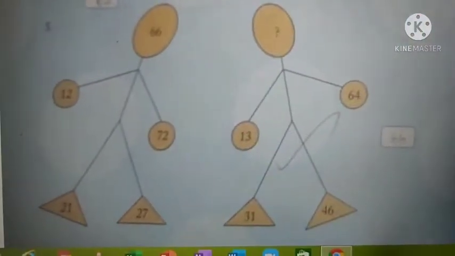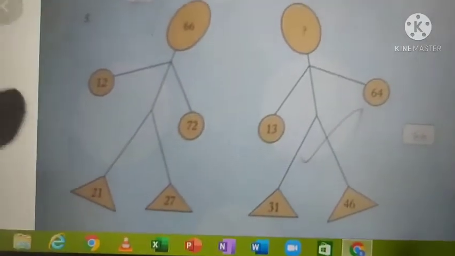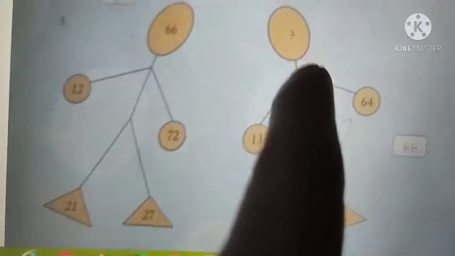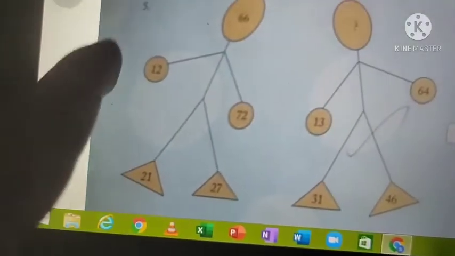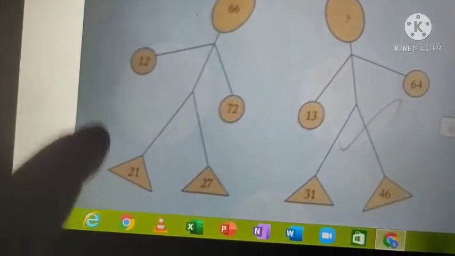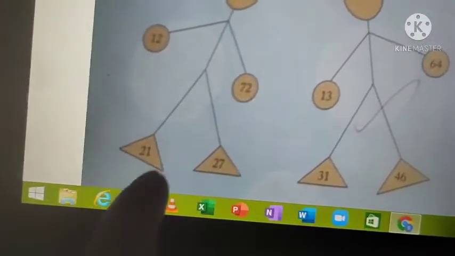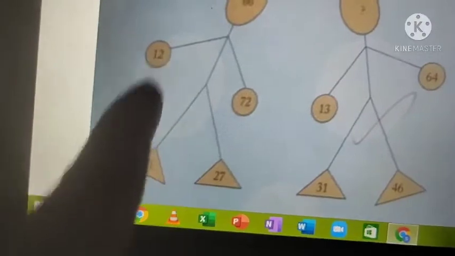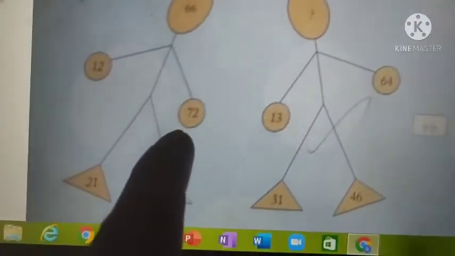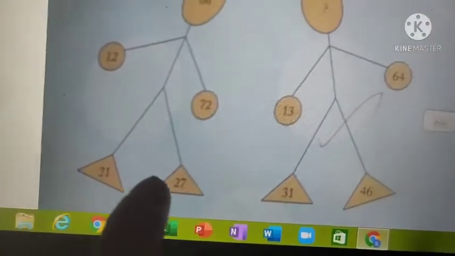This is a small trick, students. This fifth question: head value on both sides is the same, so our answer will be 66. I will say why. See, only the hand and leg values have changed. How have they changed? You see here 1 2, here 2 1. In hand it is 1 2, in leg it is 2 1. 7 2, 2 7. That's all.